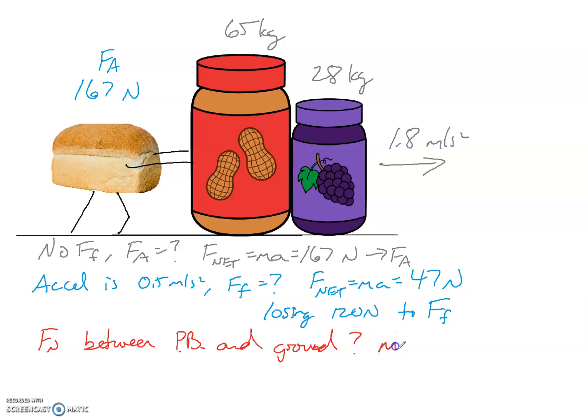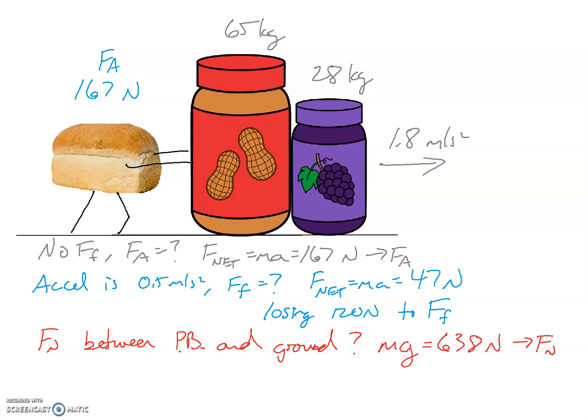So if we do mg for the peanut butter, we can actually calculate how much normal force there is. If I do 65 times 9.81, the weight of the peanut butter is 638 newtons. So that's how much gravity is pulling down on the peanut butter, so that must be how much the normal force is pushing back up. So the normal force would be 638 newtons going straight up.